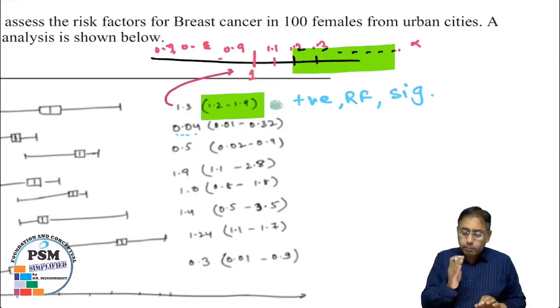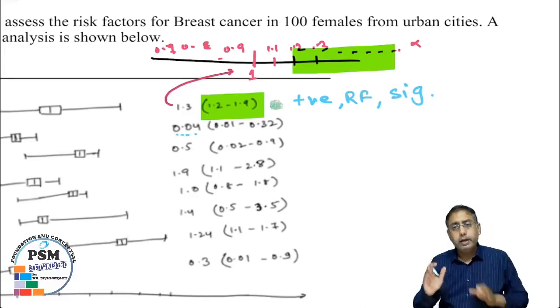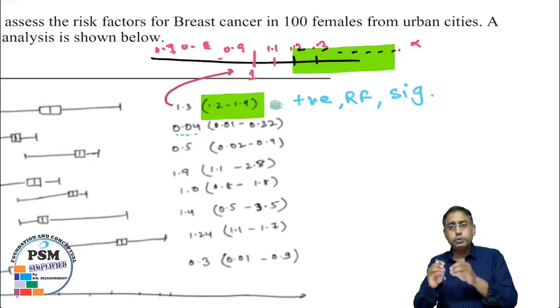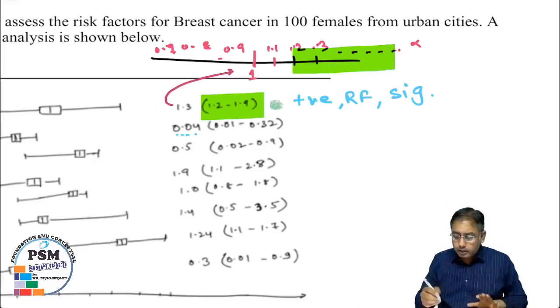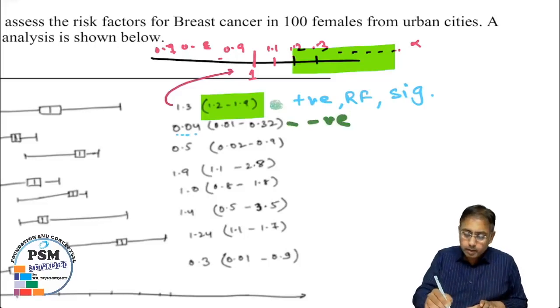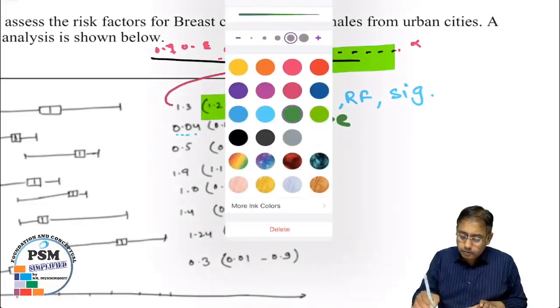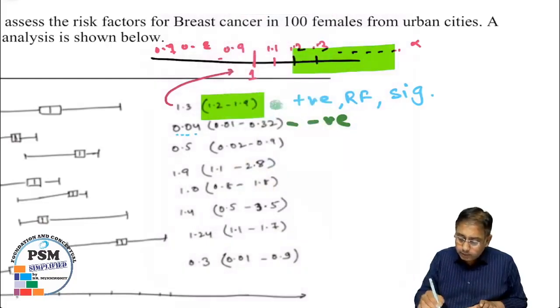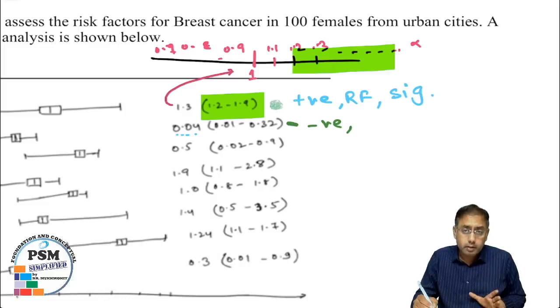It ranges from 0.01 to 0.32. It is all the time negative. The odds ratio, median odds ratio, is also negative. That means what? This is a negative risk factor. It is not a risk factor, it is a protective factor, and it is significant.